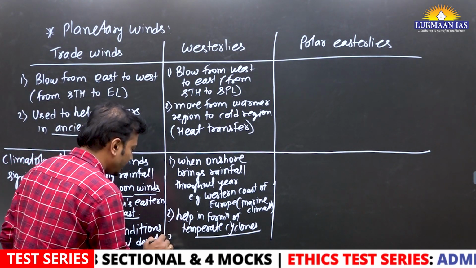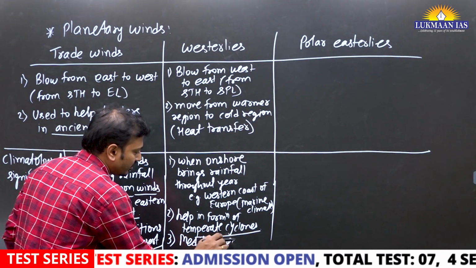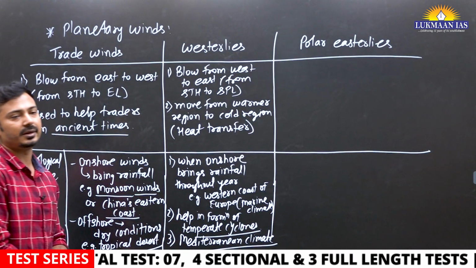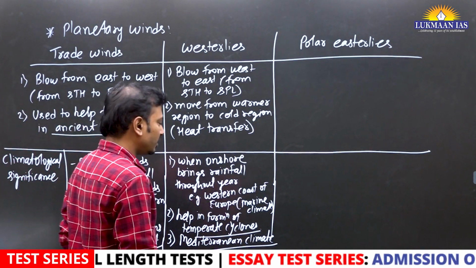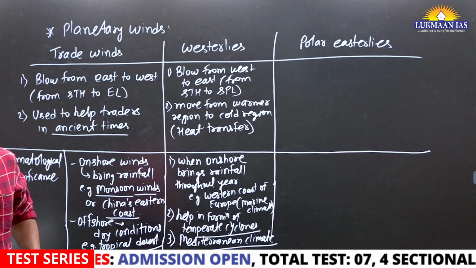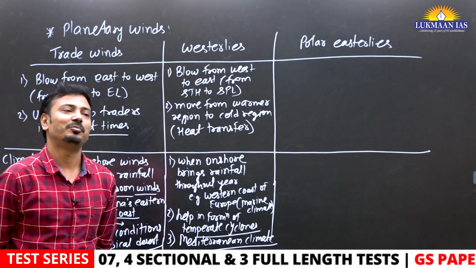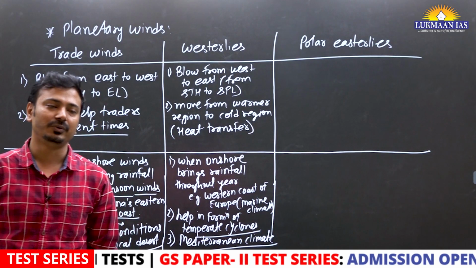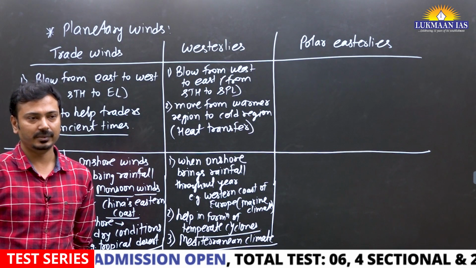Then a unique type of Mediterranean climate is formed because of westerlies. What is the uniqueness in the Mediterranean climate? There the winters are rainy and summers are dry. Generally, when does rain happen? In summer, but there, rain happens in winter and does not happen in summer. That's why it is called unique. Now, why is it happening? Any idea?